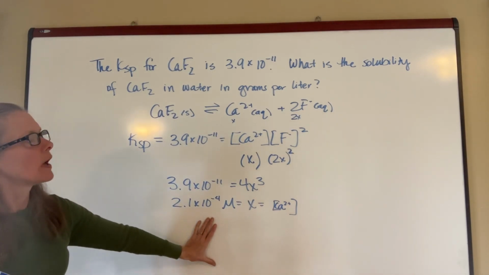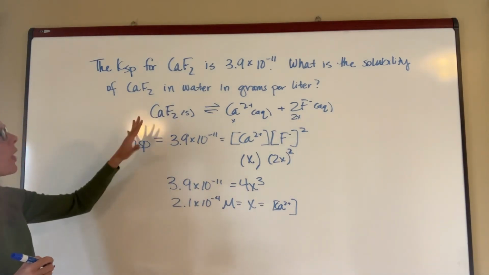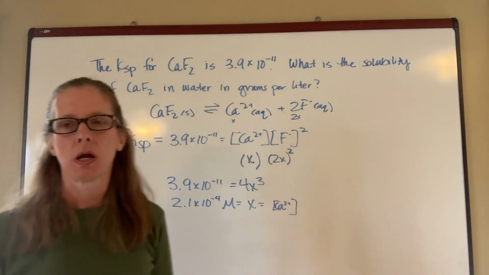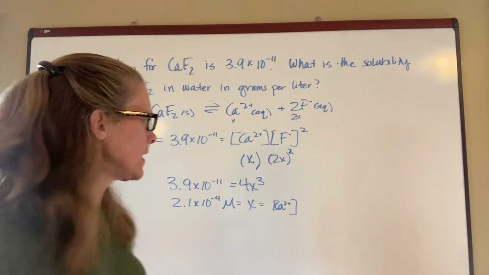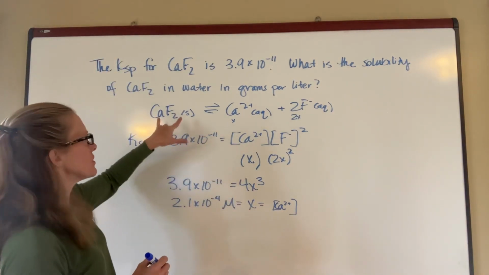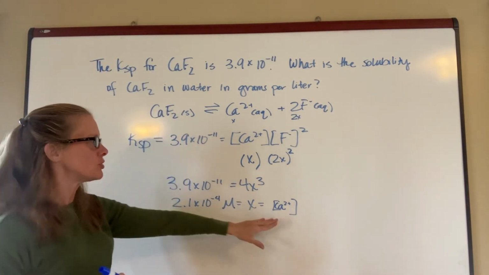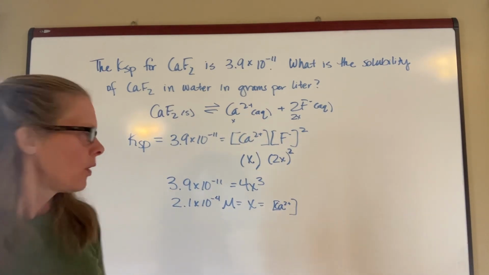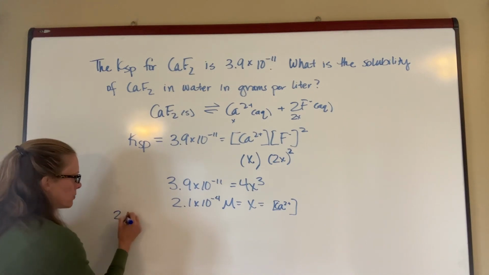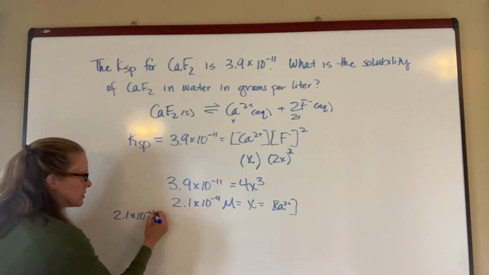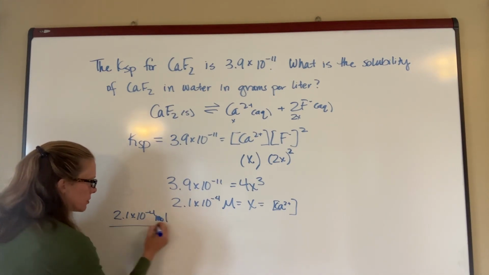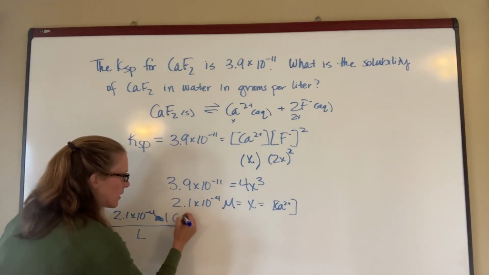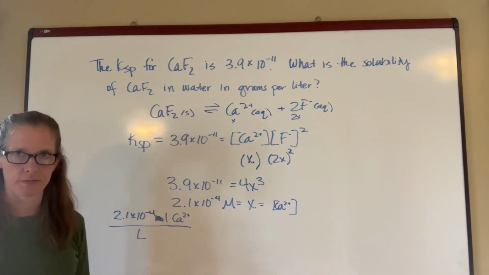Now the question asked me what the solubility of calcium fluoride was in water in grams per liter. All right, now there is no concentration for calcium fluoride, but I do know the concentration for calcium. So what am I going to do with that? Well, I'm going to take 2.1 times 10 to the minus 4th moles per liter. And moles per liter of what? Well, that's of my calcium ions, okay?